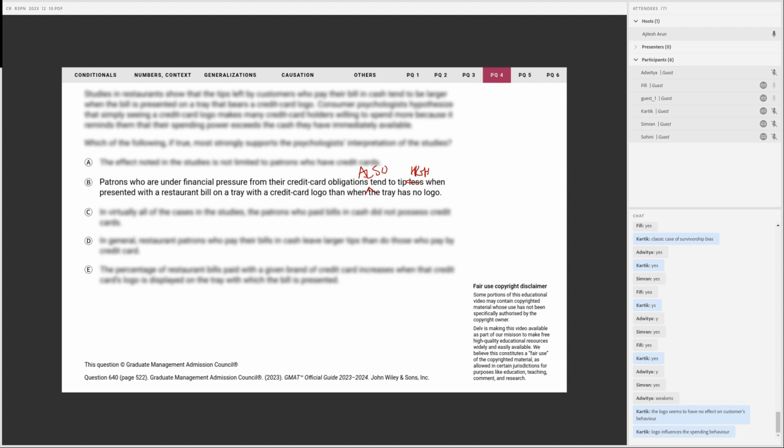So, if regardless of financial spending power, someone leaves a high tip, it means they are not getting reminded of their spending power. It means the logo is having some other effect on them, but not reminding them of their spending power. I'm not sure if I've explained this well. Let me know. Yes, if you're comfortable with why B is correct, or a no if you have doubts.